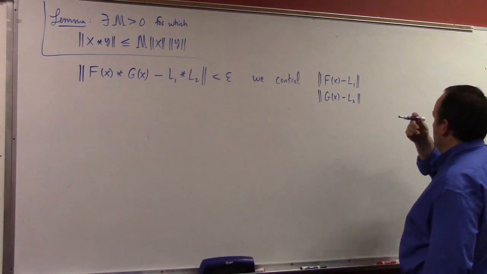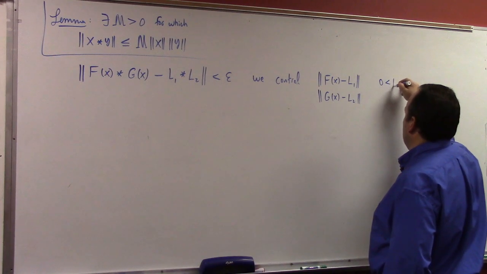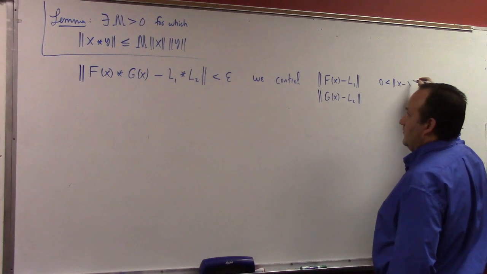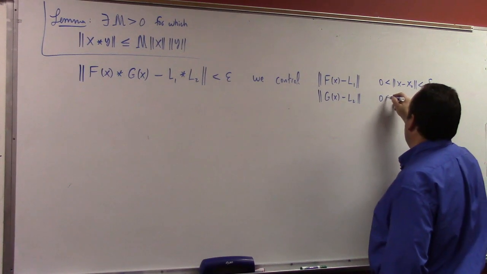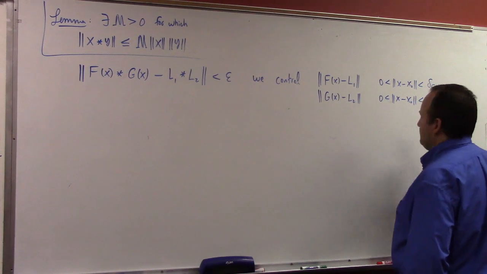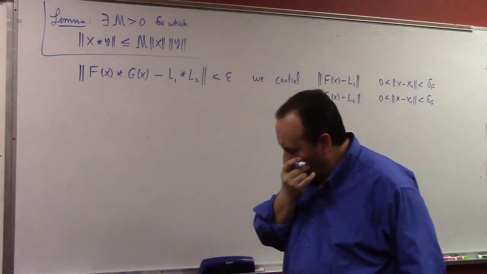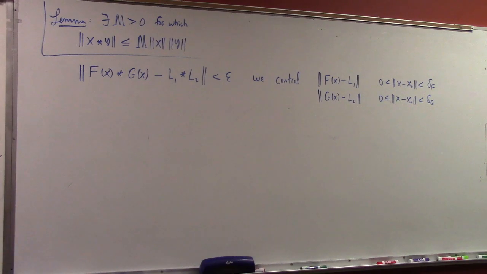And how do we do that? Well, we assume 0 is less than the norm of x minus the point in question, less than delta f. And we need to have this one less than delta g.